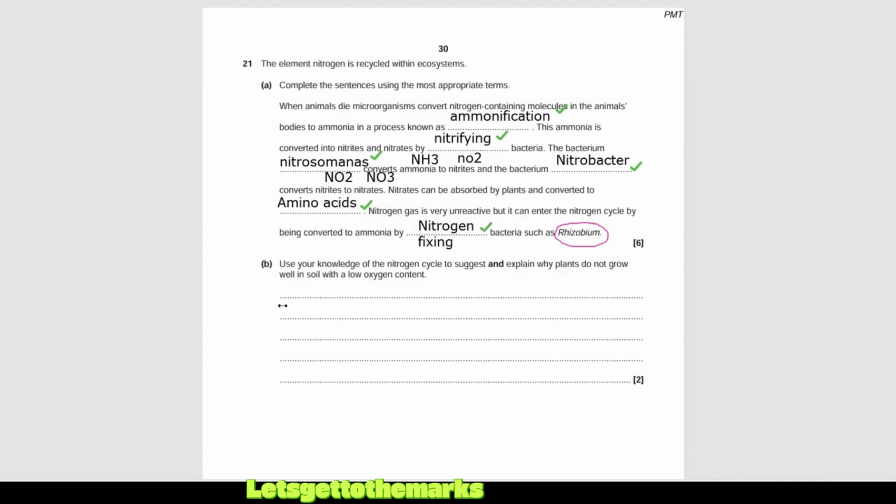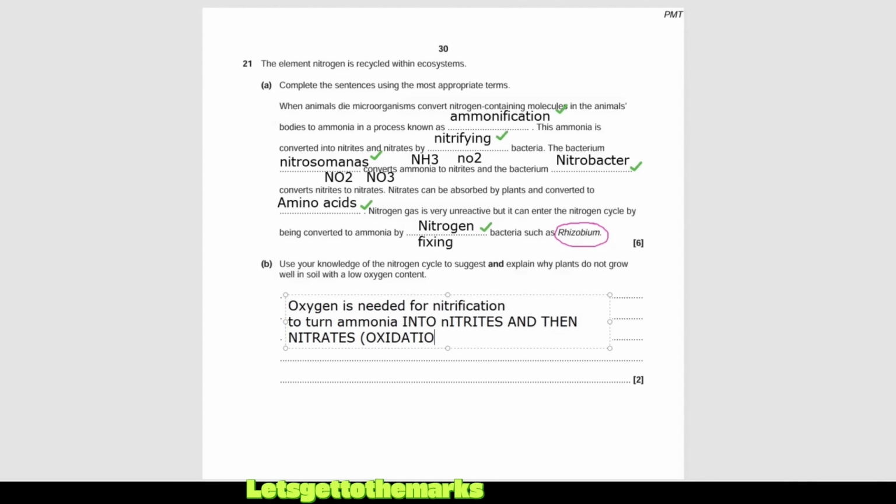And it's going to go something like this. Use your knowledge of the nitrogen cycle. So what we want to say is oxygen is needed for nitrification. Now, I could have said for nitrifying bacteria, but I'm just using the name of the process. So oxygen is needed for nitrification to turn ammonia into nitrites and then nitrates. So that is a form of oxidation, right? Oxygen is needed for nitrification to turn ammonia into nitrates.